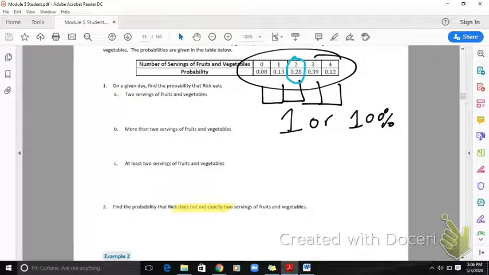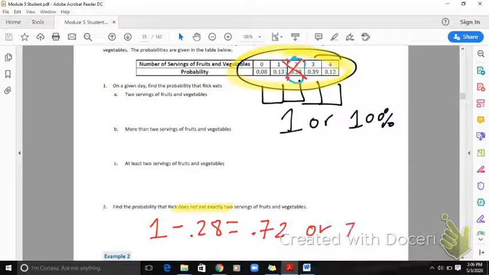What we could do here is just do the whole thing and then deduct. Here, let me write that with a red marker. And we could deduct the probability that he eats 2. So the probability of anything happening is 1, but the probability of him eating exactly 2 is 0.28. So you could do 1, take away 0.28, and then you get 0.72 or 72%. So it's a 72% chance that he does not eat exactly 2.